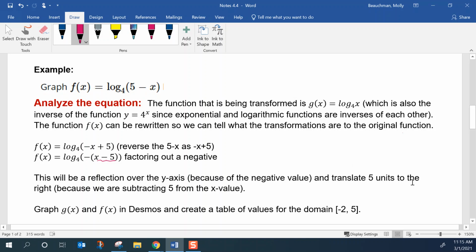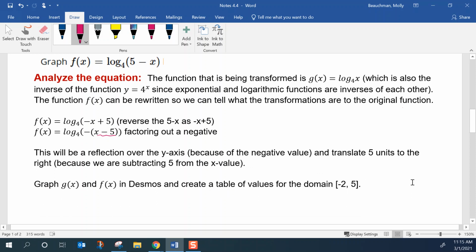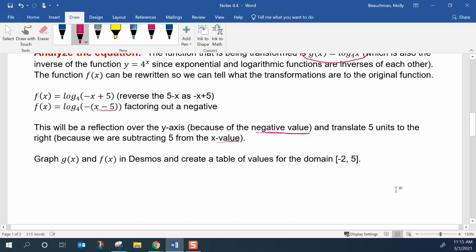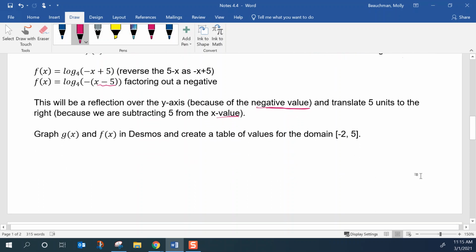So this tells us that we're going to take the graph of log base 4 of x, reflect it over the y-axis because of the negative value on x, and then translate 5 units to the right because we're subtracting 5 from the x value. So graph g of x, and we're going to call g of x the log base 4 of x, and graph log base 4 of 5 minus x to check and make sure you're right. Then we're going to graph that in Desmos and create a table of values.